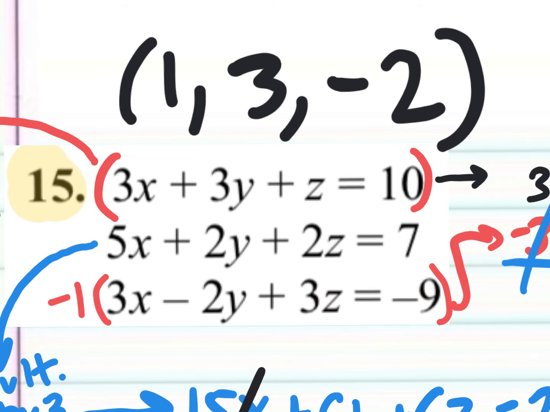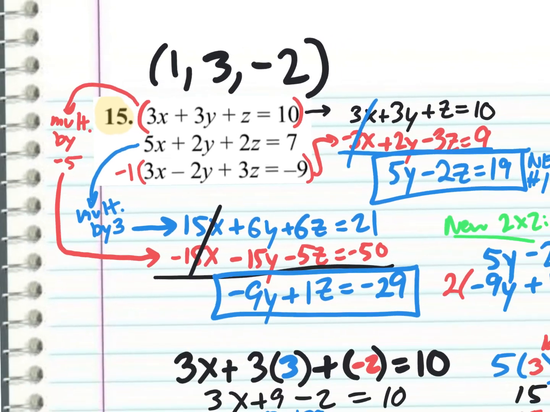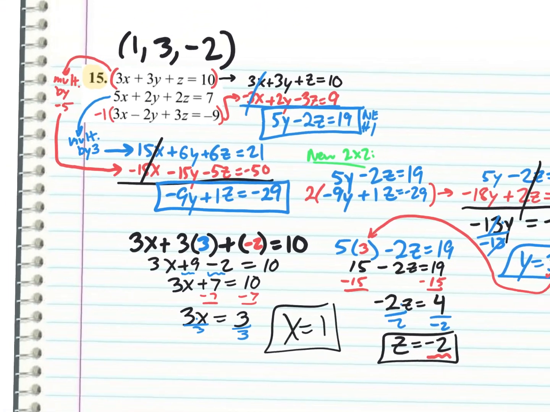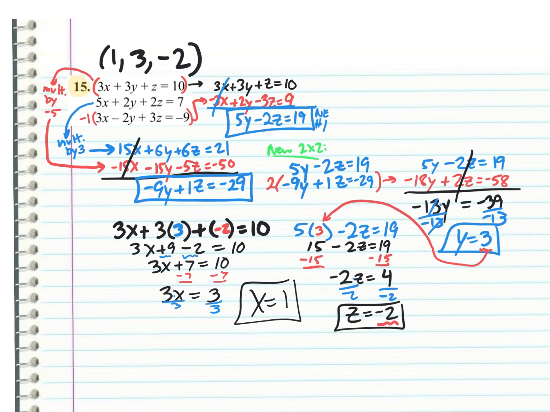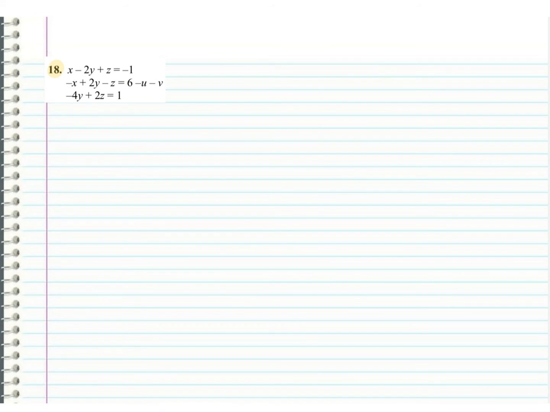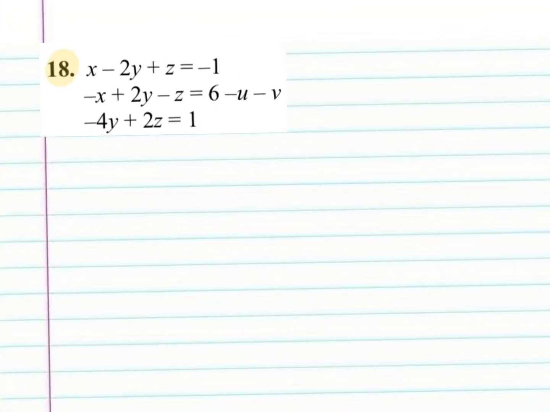So we have triple checked. It works for all three equations. We're absolutely positive that that's a correct ordered triple. And look at all that work that it took. Very important that we actually practice this, right? You could understand this, but if you're not practicing, you're not going to get it. So this is number 18 from today's assignment.